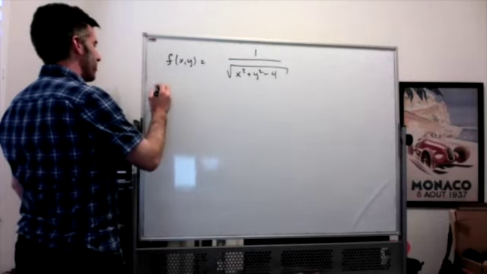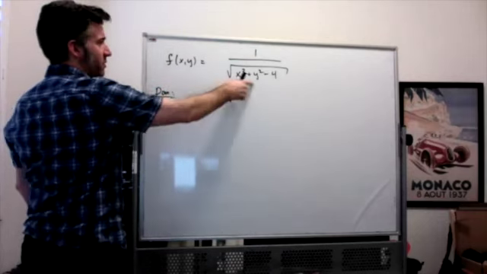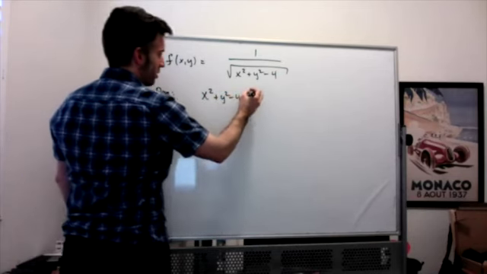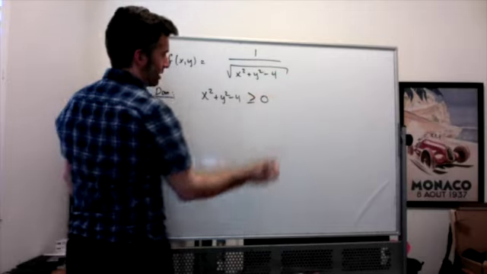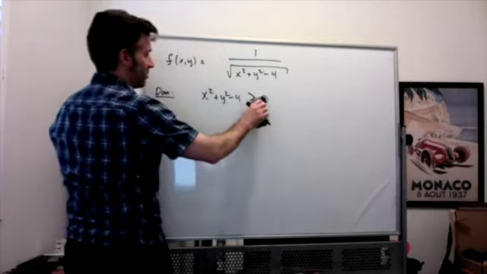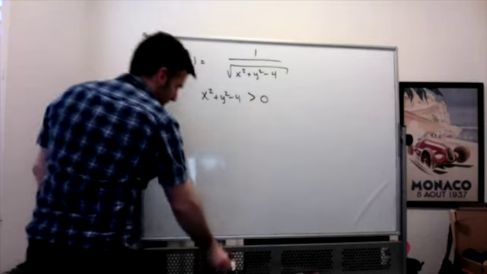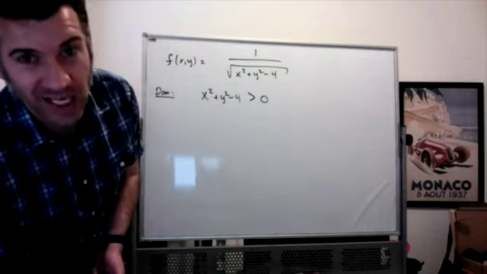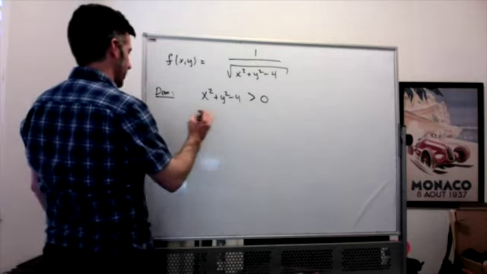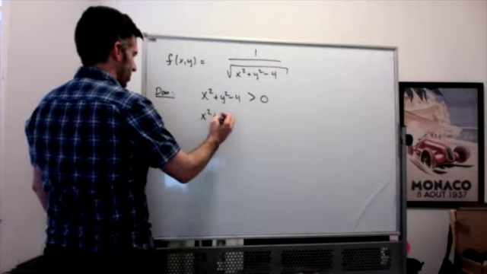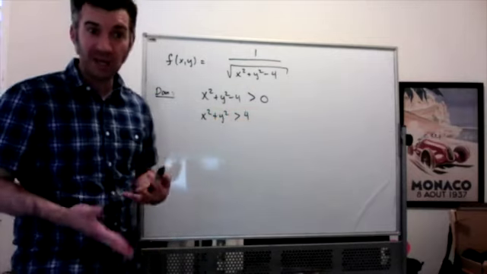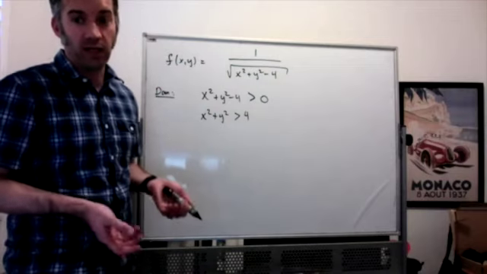So domain. Here we have some stuff inside the square root. So we know that x squared plus y squared minus 4 has to be greater than or equal to 0, except we don't actually want it to equal 0 because it's also in the denominator. So we really just want x squared plus y squared minus 4 to be greater than 0. If you're seeing an x squared plus y squared, that's a thing you want to isolate. So I'm going to rethink of this as x squared plus y squared greater than 4. And we know that x squared plus y squared equal to 4 is a circle of radius 2.